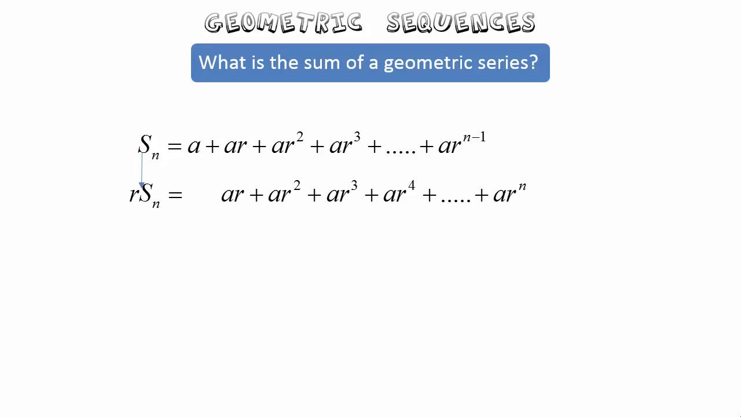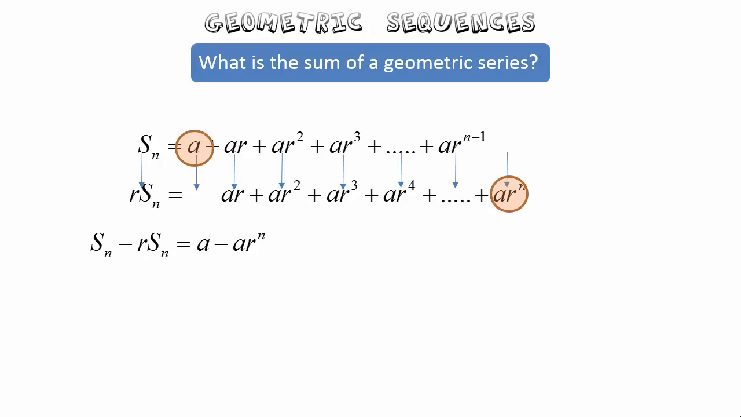Now let's match them. The Sn in the original is matched with rSn. The a in the original doesn't have a match, so it's on its own. But the other ones you can see have the same terms, the same powers, except for the last term of the second form. If I subtract the second expression from the first one, you can see what's happened. All the in-between terms cancel except for the first term a of the first series and the last term ar to the power of n of the second series. And we have what's left.